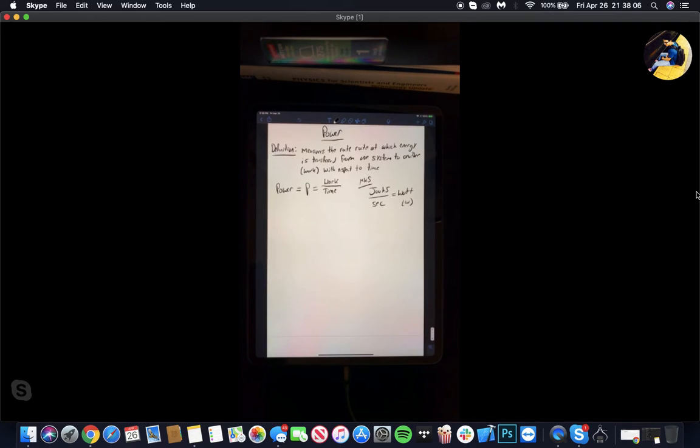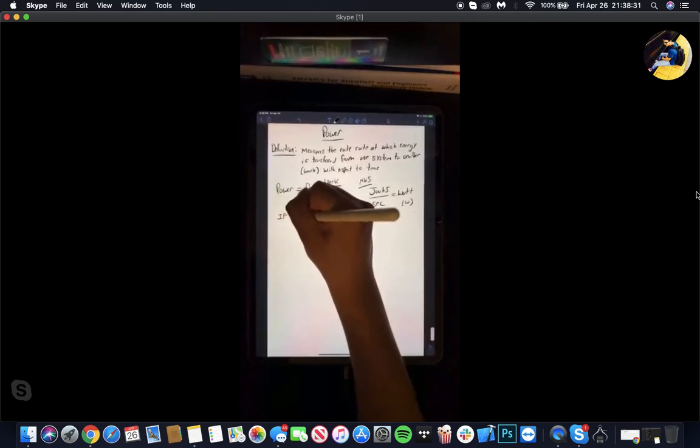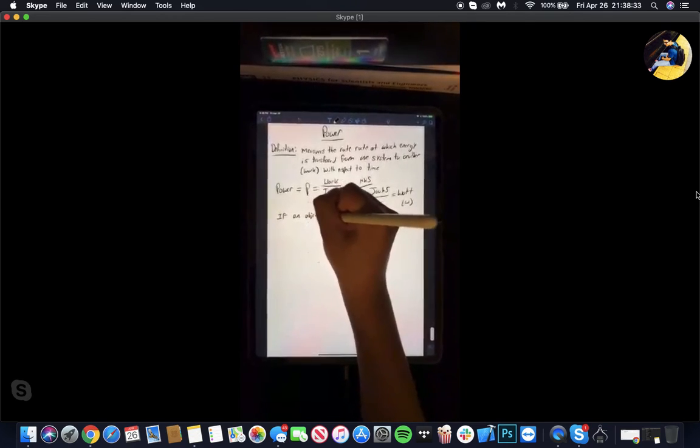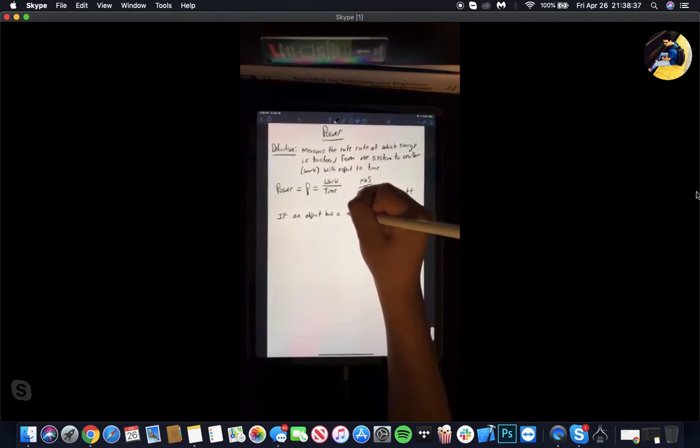But it has to be compatible, they have to accept it. That's a whole other topic. That's circuits, the plus and the minus. I don't know about that. That's a new topic, so I'm not going to go into it. If an object has a constant.